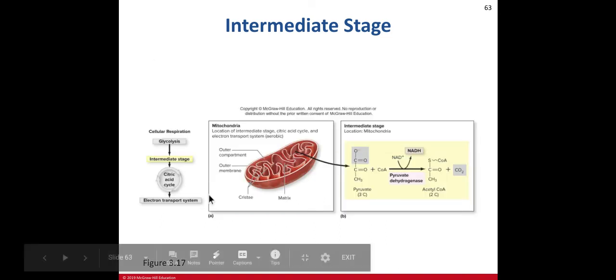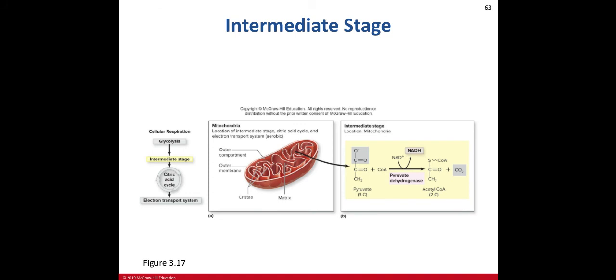So again, glycolysis happens in the cell. We end up with pyruvate. In the intermediate stage, we use our pyruvate dehydrogenase in order to get acetyl-CoA. That acetyl-CoA and the release of CO2 is what is going to end up going towards the citric acid cycle.